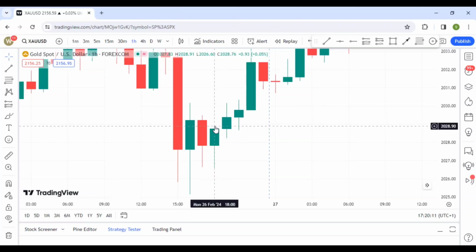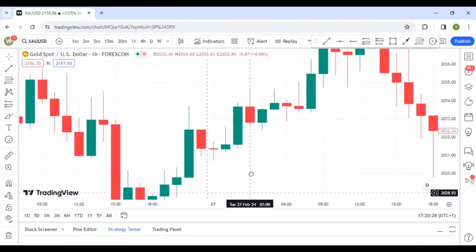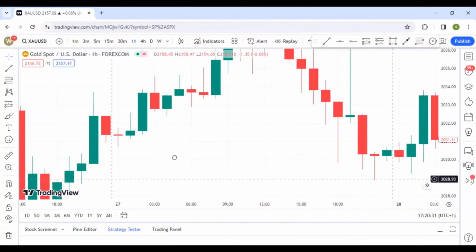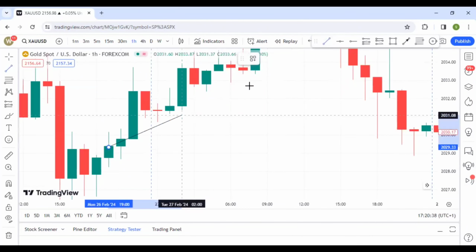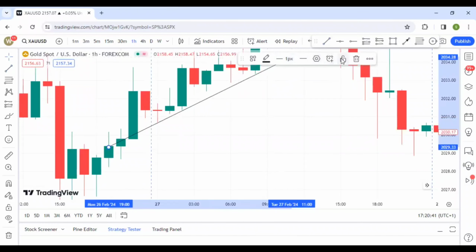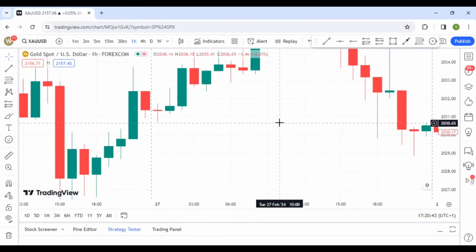Wait for the next candle to close above the high of the two candles that form the what? The tweezer bottom. Open a long position, open your buy position upon this confirmation, then place your stop loss below here. Okay, you can see the move now. You can see the massive move from this point, very massive. Okay, this is all about the tweezer bottom.